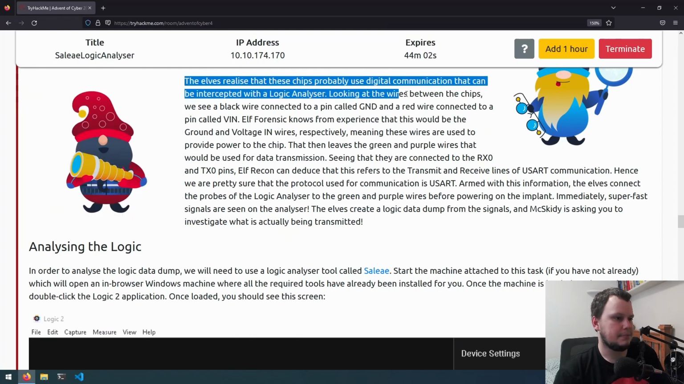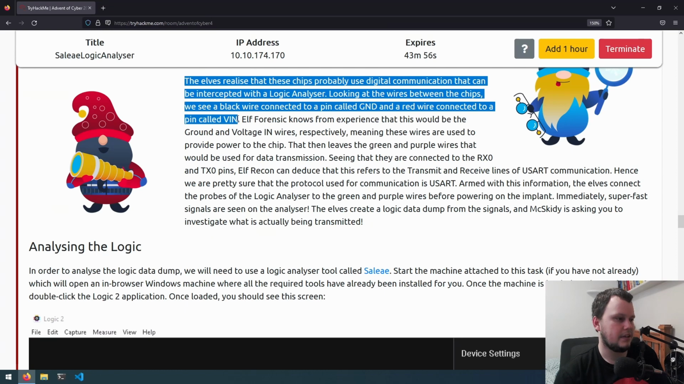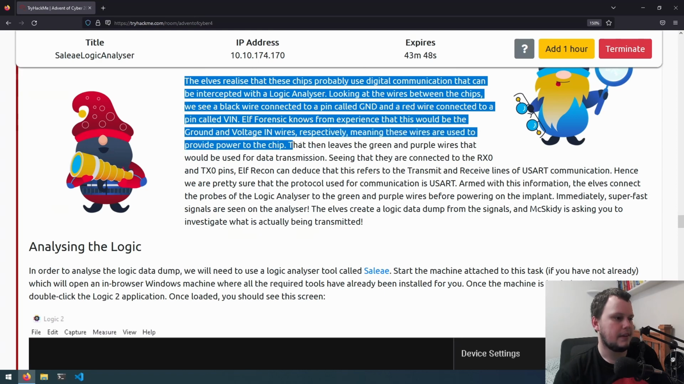Looking at the wires between the chips, we see a black wire connected to a pin called GND, and a red wire connected to a pin called VIN. Elf Forensic knows from experience that these would be the ground and voltage in wires, respectively, meaning these wires are used to provide power to the chip. That then leaves the green and purple wires that would be used for data transmission.